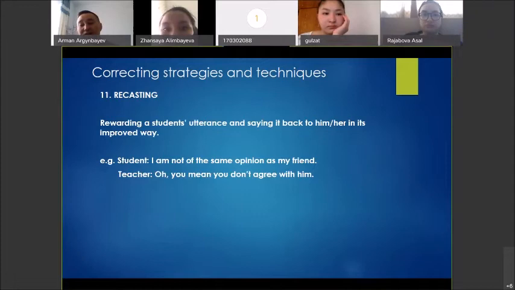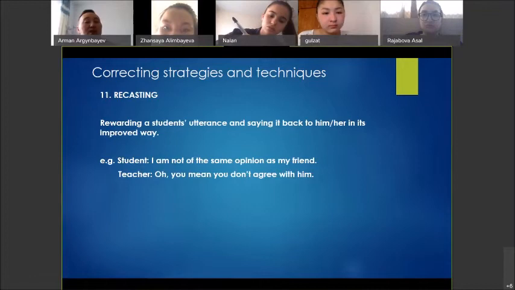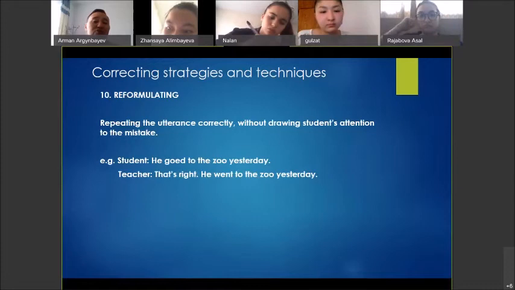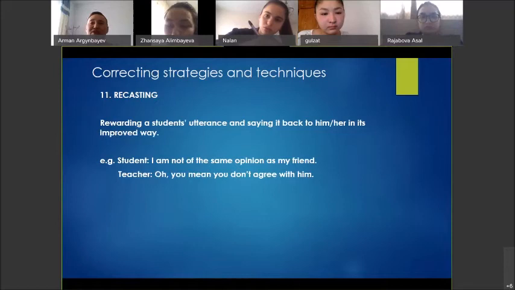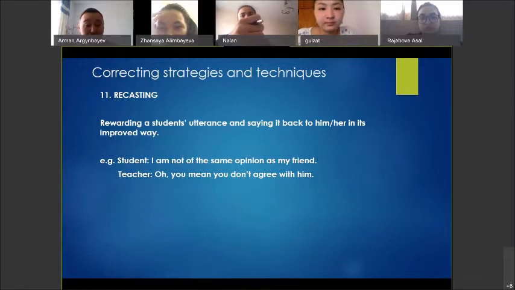The last one is recasting. It's similar actually to reformulating, yeah? Taking a student's utterance and saying it back to him in its improved way. So in reformulating, we change just one word, yeah? But in recasting, we change like the whole phrase. For example, the student says, "I'm not of the same opinion as my friend." But the teacher says, "Oh, you mean you don't agree with him?" So more simple, more authentic, yeah?